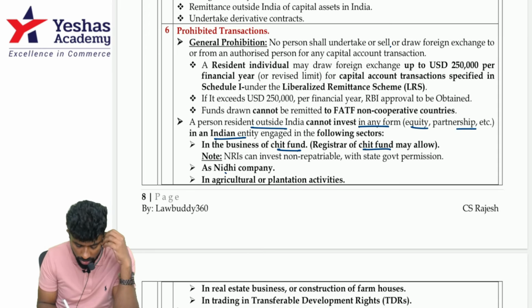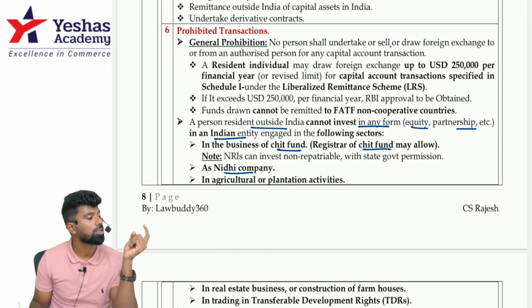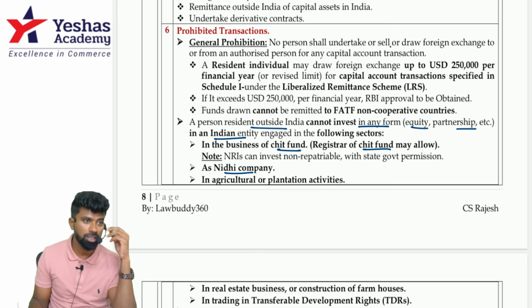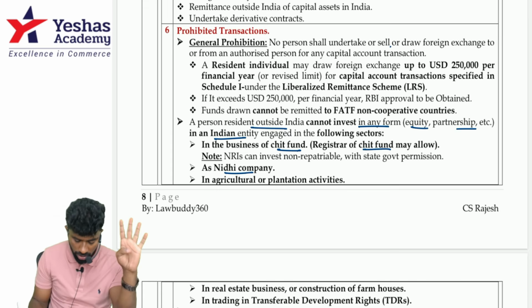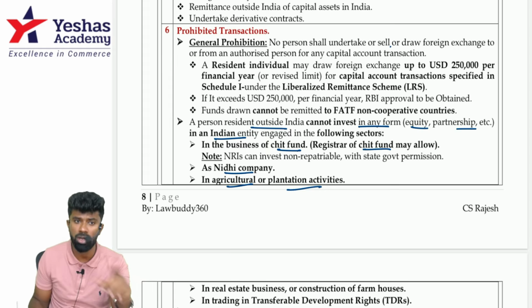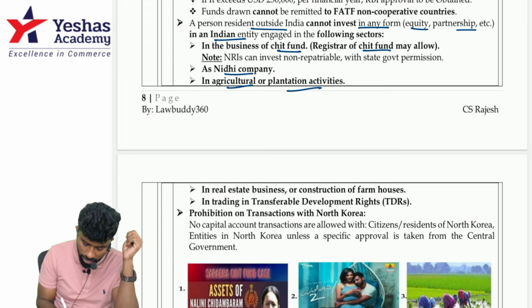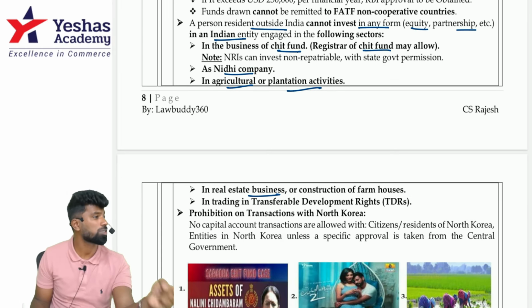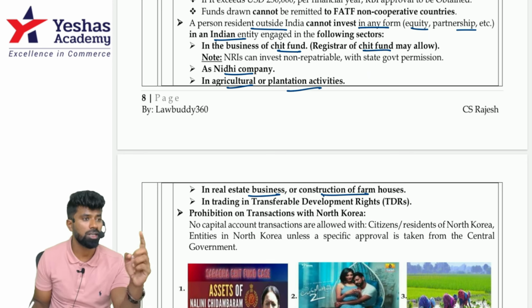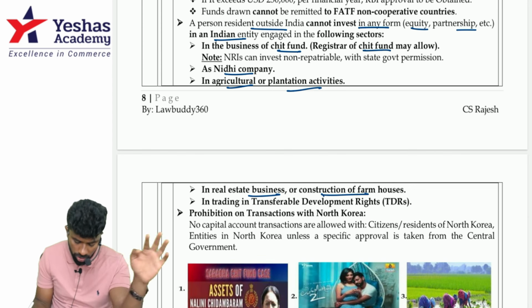The next one is Nidhi companies. Can a non-resident Indian invest in a Nidhi company? No. Third one, agricultural or plantation activities. Allowed or not allowed? Not allowed. Fourth one, the real estate business, or the construction of farmhouses. Real estate business and construction of houses are not allowed.